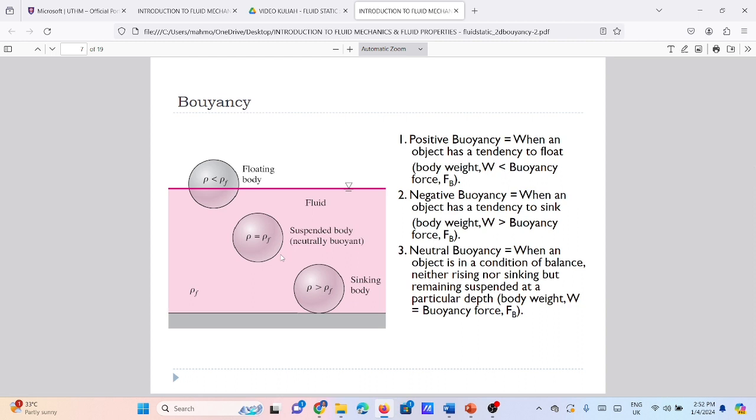So please look at these different types of buoyancy. Number one is positive buoyancy, when an object has a tendency to float, meaning that body weight W is less than buoyancy force Fb. Number two is negative buoyancy, when an object has a tendency to sink, because body weight W is more than buoyancy force Fb. And lastly is the neutral buoyancy, when an object is in a condition of balance, neither rising nor sinking, but remaining suspended at a particular depth. Body weight W is equal to buoyancy force.